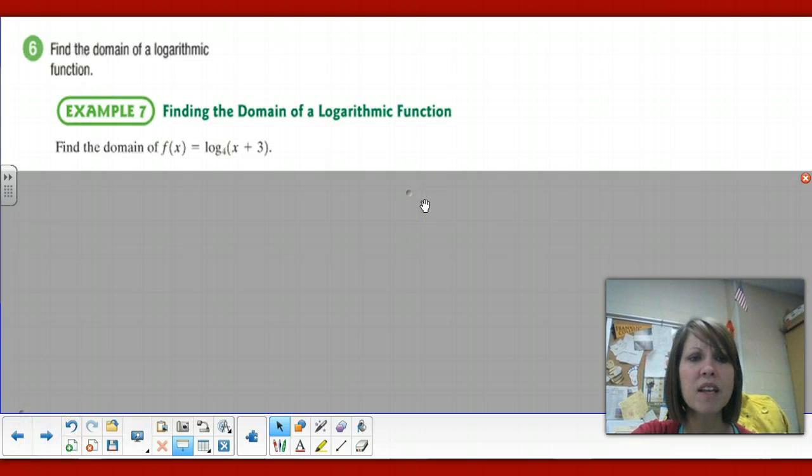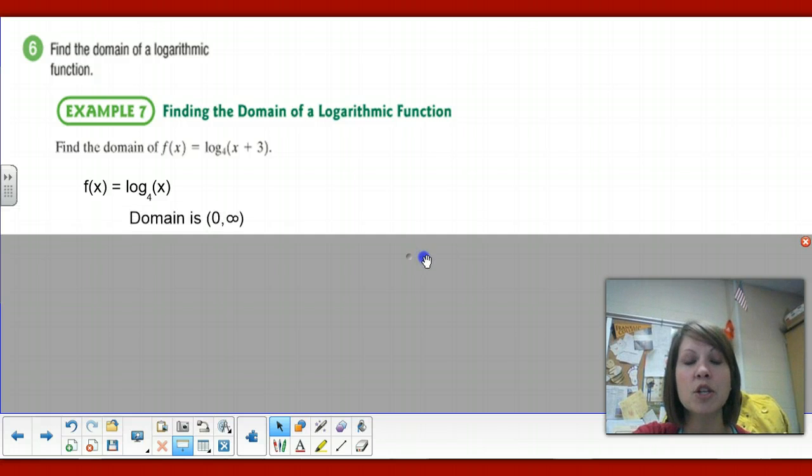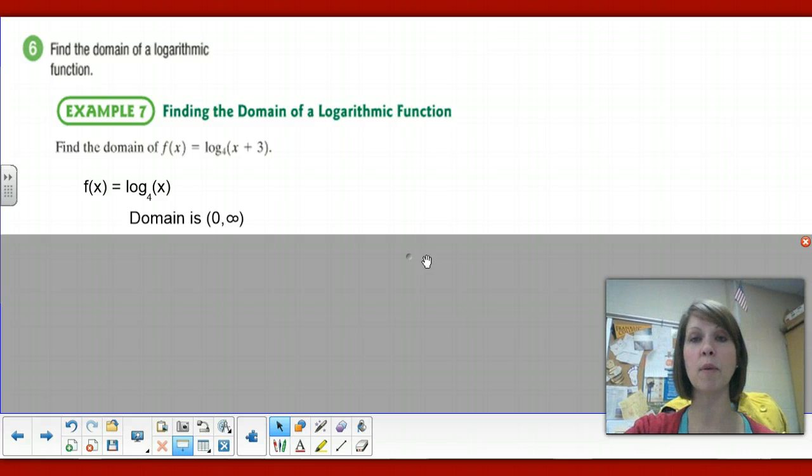Okay, let's talk domain. Find the domain of a logarithmic function. The domain is based on where the asymptote is and which direction this logarithmic function is headed when we graph it. We're going to base this off of f of x equals the log of x base 4. This has a domain from 0 to infinity. Notice the 0 is non-inclusive because x equals 0 represents a vertical asymptote.